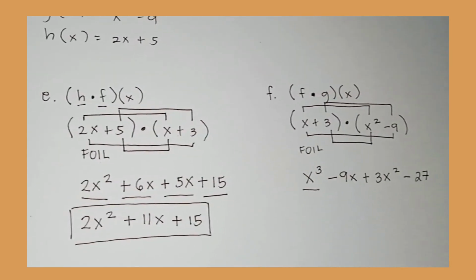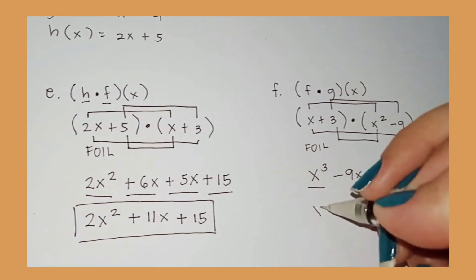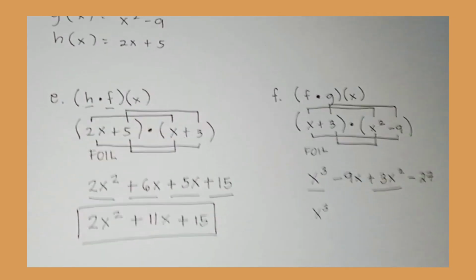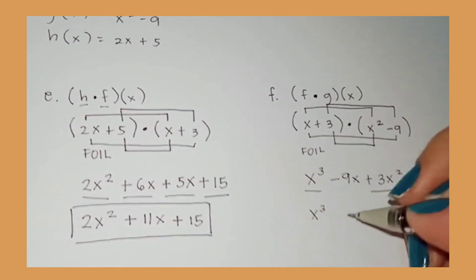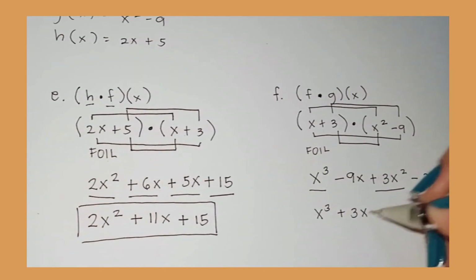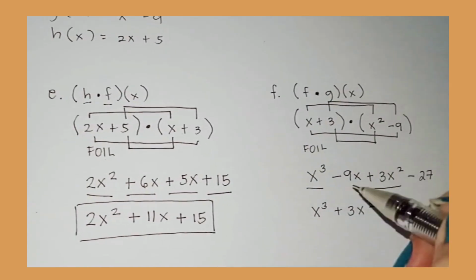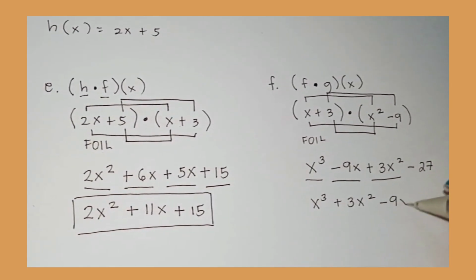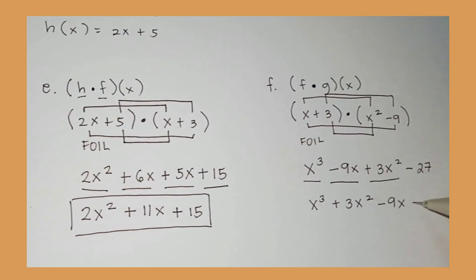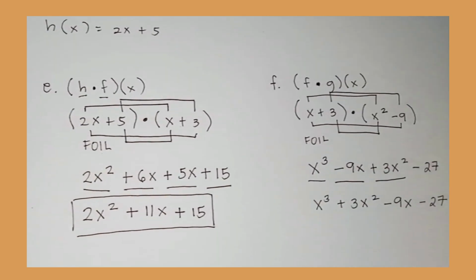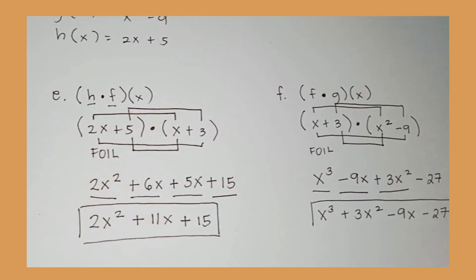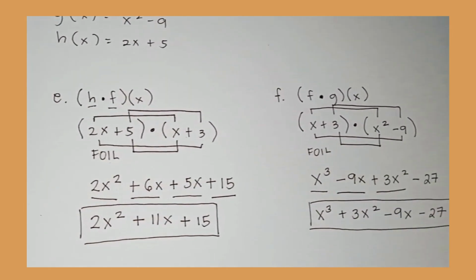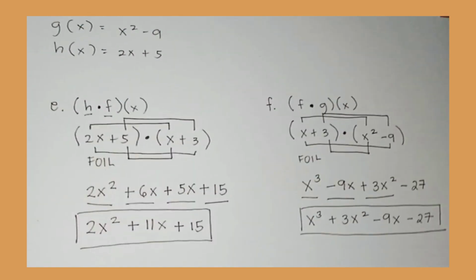X cube. So, wala nang x cube maliban dito. Copy x cube. And then, kasunod ni x cube is x squared. Wala na ring x squared maliban dito. So, copy positive 3x squared. After x squared, x naman. Wala nang x maliban dyan. So, copy negative 9x. And then, the last one is negative 27. So, this will be our final answer in example letter F. These two examples are under multiplication of functions.